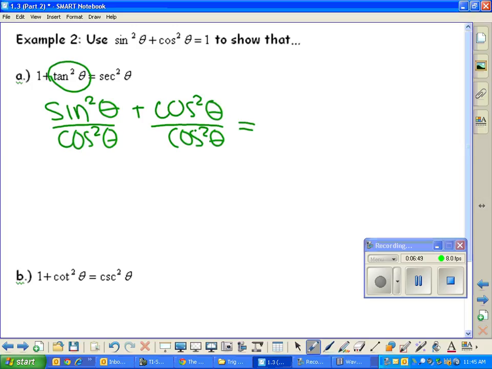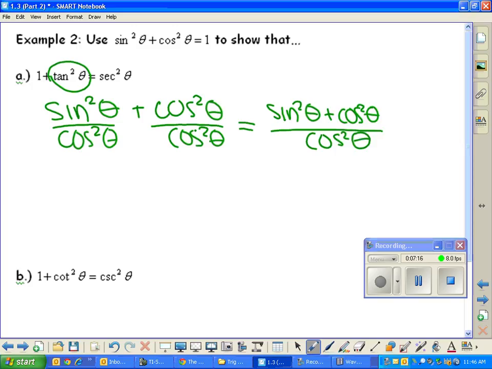We have a common denominator here. We put both of them over cosine squared theta because we wanted to get this relationship in there somewhere. So now let's try and add across. So we have sine squared theta plus cosine squared theta all over what? Cosine squared theta. Just checking your adding fraction skills.